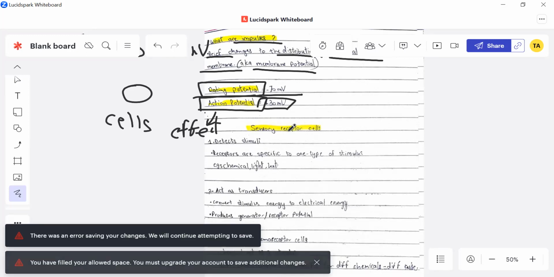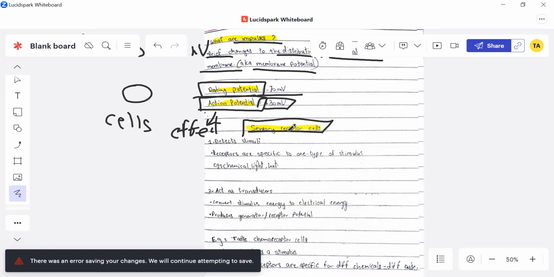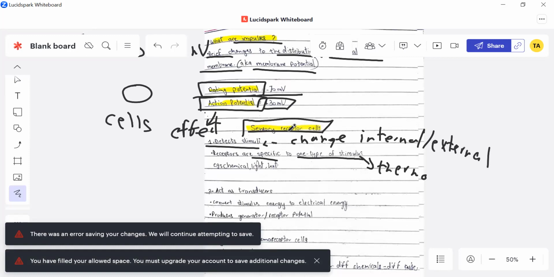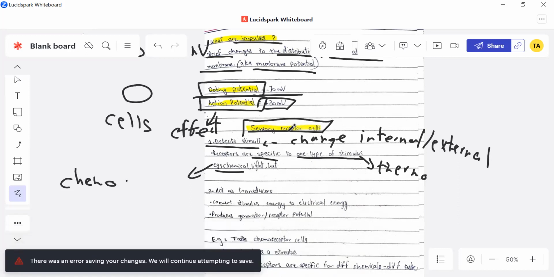Moving on to the sensory receptor cells. Receptor cells detect stimuli. A stimulus is a change in the internal or external environment, and receptors are specific to one type of stimulus. For example, if you have a change in temperature, then the thermoreceptors would be activated. When you have a change in chemical potential, the chemoreceptors would be activated. And similarly, light means light receptors would be activated.